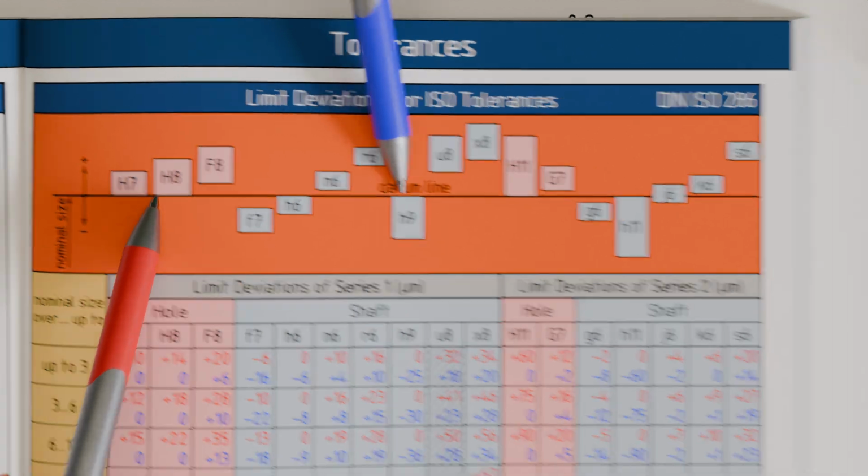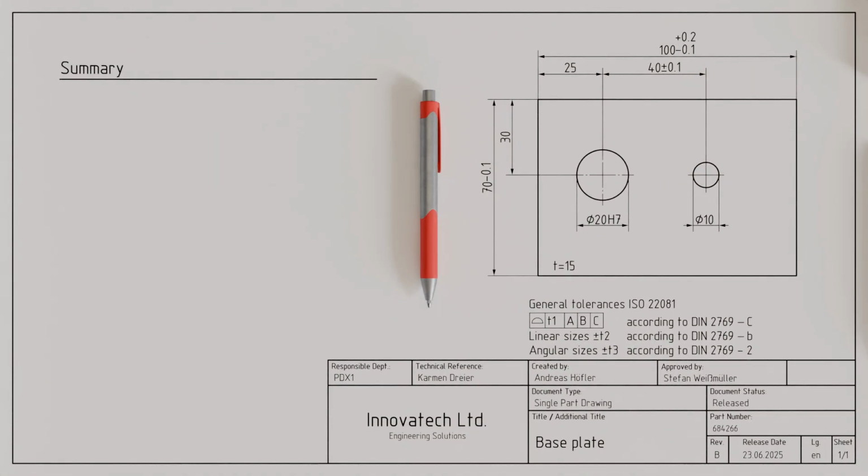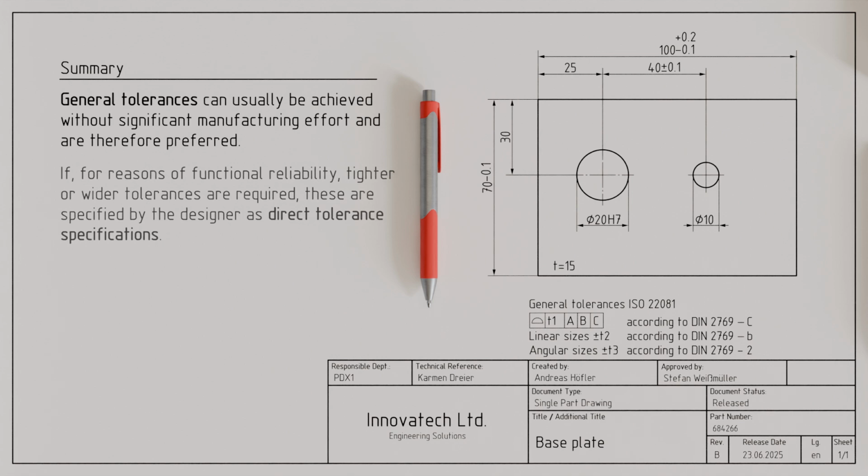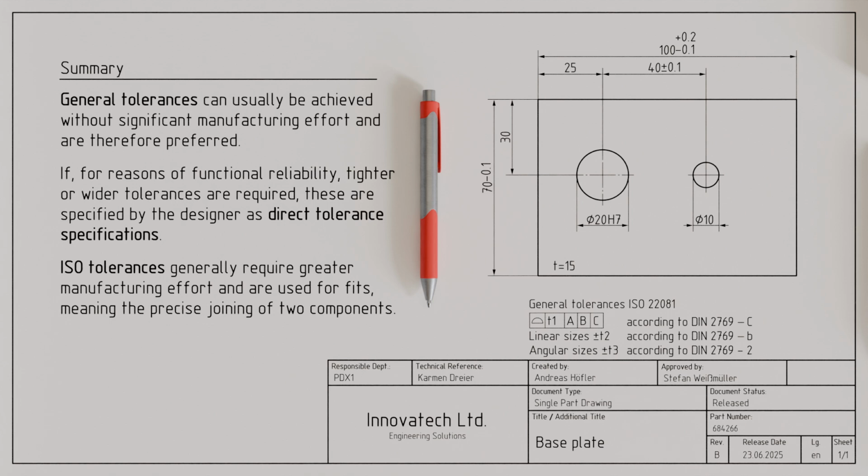Let us briefly summarize the most important points about the tolerances we have learned. General tolerances can usually be achieved without significant manufacturing effort and are therefore preferred. If, for reasons of functional reliability, tighter or wider tolerances are required, these are specified by the designer as direct tolerance specifications. ISO tolerances generally require greater manufacturing effort and are used for fits, meaning the precise joining of two components.